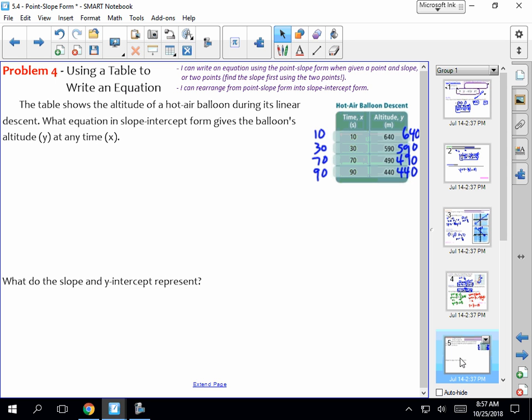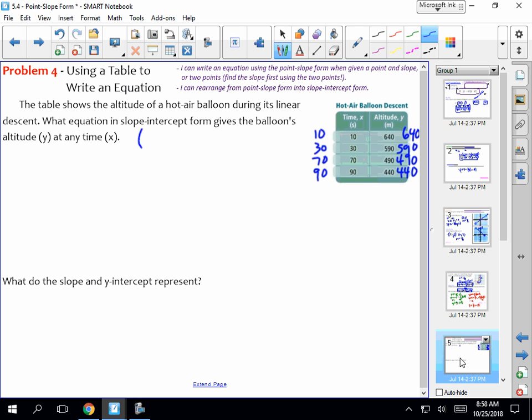So we're going to just choose 2 because it doesn't matter which 2 you choose. Okay? If the descent is linear and these are all coordinates on the descent, you can choose any 2 points you want. So I'm just going to, in this case, just choose the first 2 points.